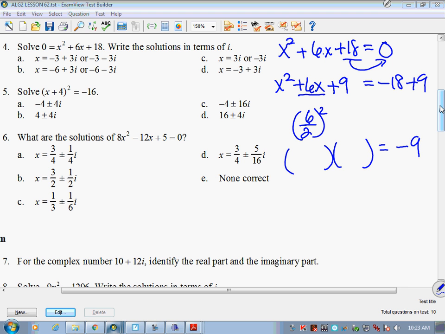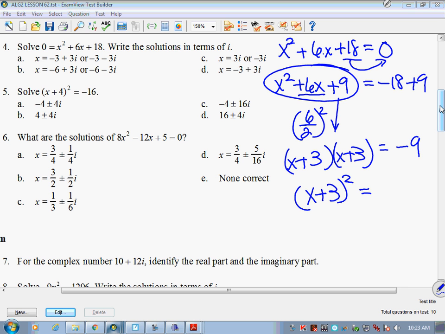Okay, so I'm going to use this part right here. I want to factor it down. So I should get x plus and x plus. Okay, what should go in there? 3 and 3. So what that is x plus 3 squared equals negative 9. Okay, how many of you are with me up to this point? 1, 2, 3, 4, 5. Okay, all right, we're getting there.